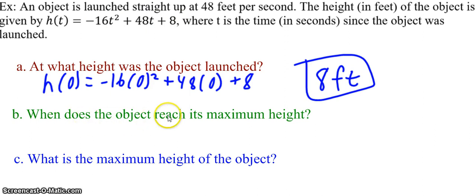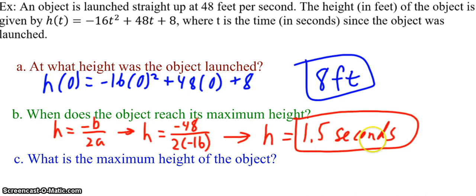Part B. When does the object reach its maximum height? So think about, well, what do we mean by maximum height? What else do we call that? We call that the vertex. So when we say when does it reach the maximum height, we're talking about the h value of the vertex, because that is normally what we would say is the x-coordinate, but in this case it's t. So I want you to find that. Pause the video, unpause when you're ready to check.